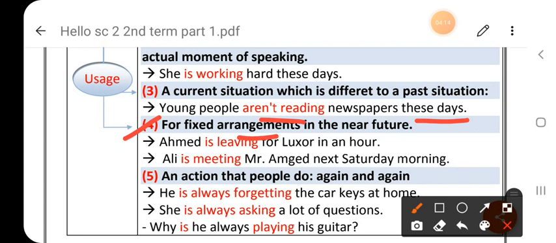Ahmed is leaving for Luxor in an hour. The question: if you want to leave for a place or travel to a place, will you go like that? Yes, you have to prepare for it. You have to arrange for it. So arrangements, in Arabic, ترتيبات.